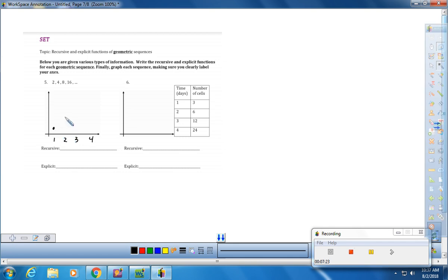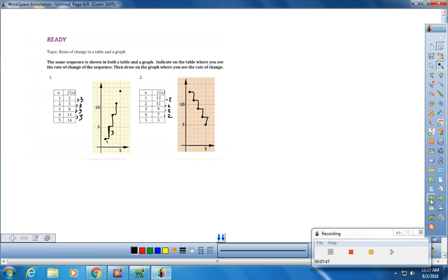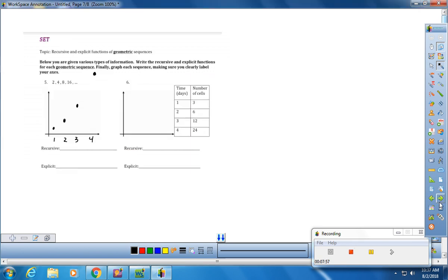Our second term is a 4, so about twice as high as that. Our third term is an 8, so twice as high as the previous one. And our fourth term is a 16, so twice as high as that one. So this is not linear. If you noticed, these were linear. They formed a line. They had a slope. This is not linear. You can see that this is curving. It's not straight. Okay?